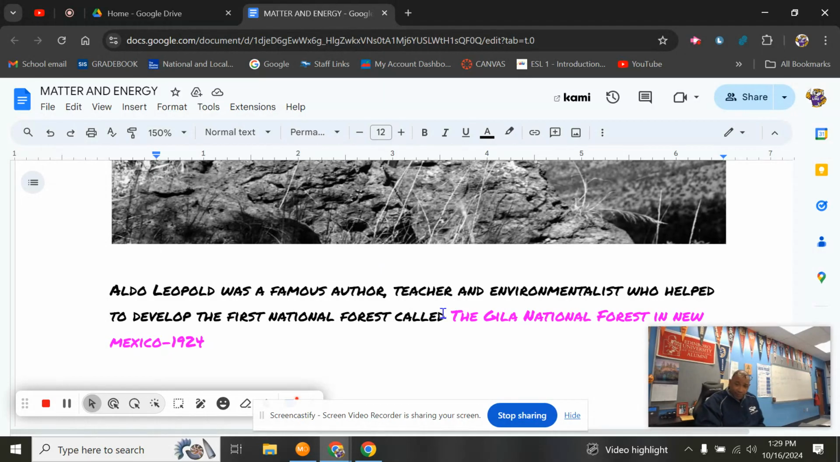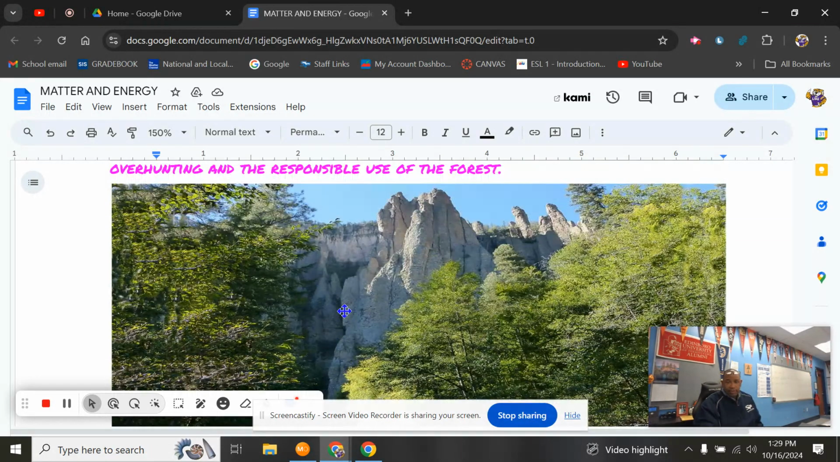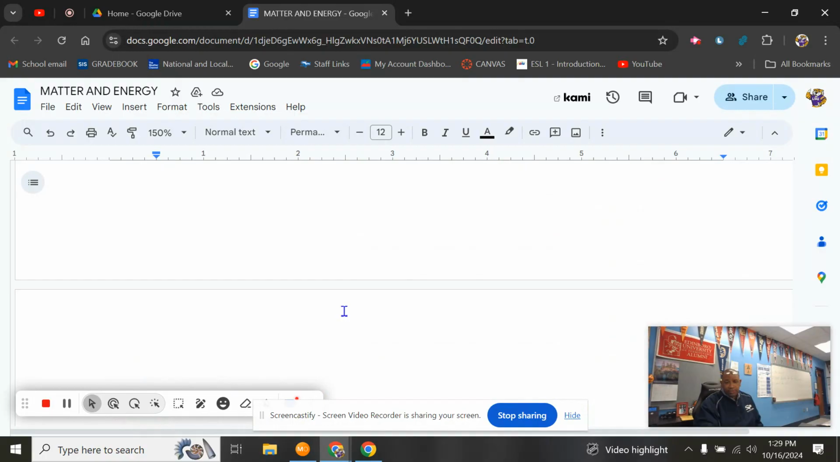He also started the first national forest, called the Gila National Forest in New Mexico. I've been there. I went hunting there. They have huge elk there, turkey, mountain lion, some black bear there, not grizzly bear. Great place to go. Pronghorn are out there. It's awesome. There's a couple pictures of them right here, a couple pictures of the park.